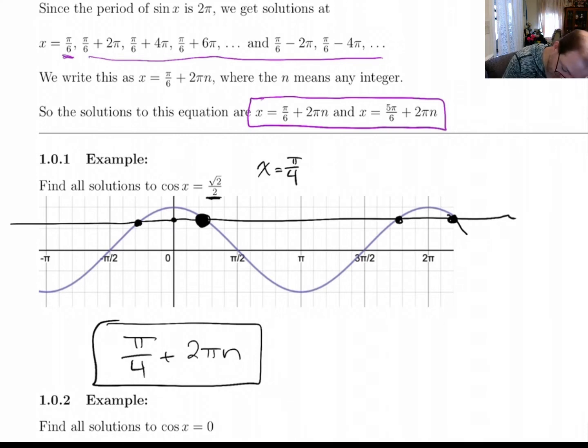The other solution, we could either start from here. I'll tell you what, I'm going to do that in green. Now, what is that? If you look at the graph, you can count across and say this is 1 pi over 4, 2 pi over 4, 3, 4, 5, 6, 7 pi over 4. So this green one is 7 pi over 4, and then plus 2 pi n to get all the translates of it.